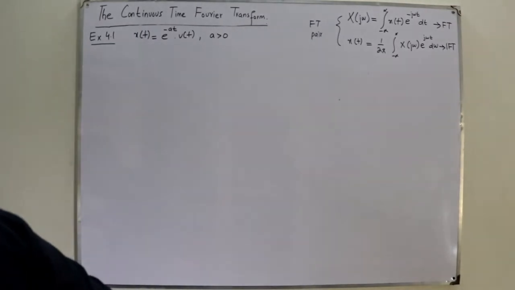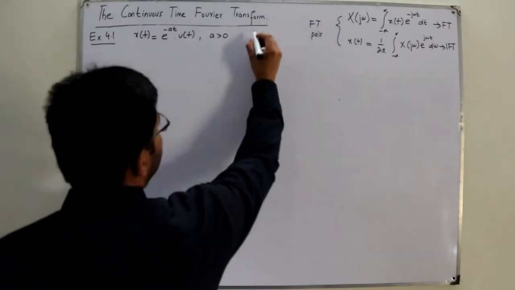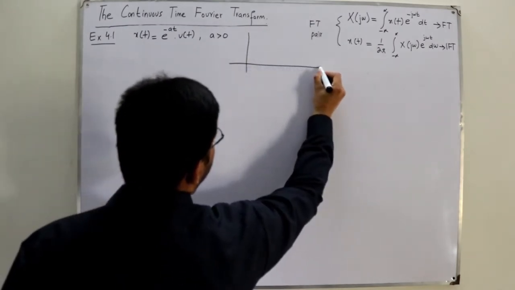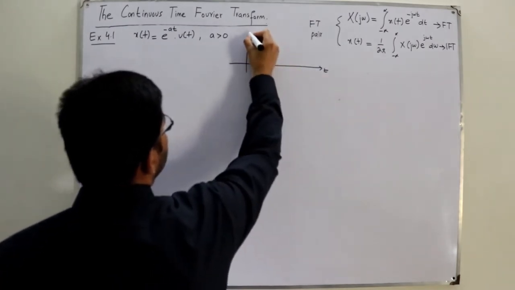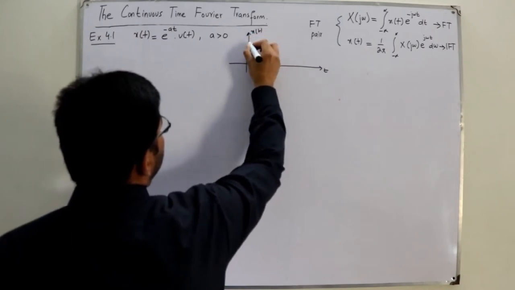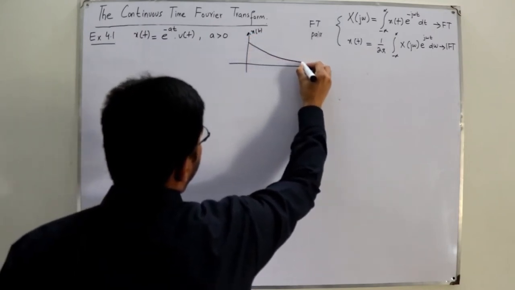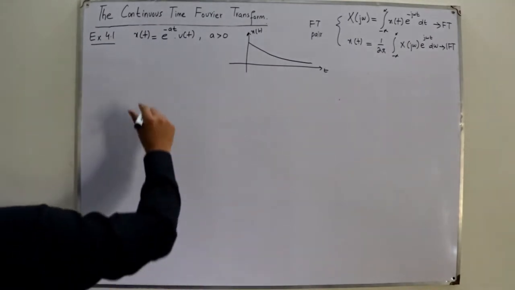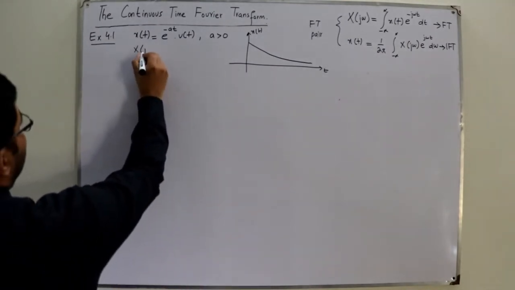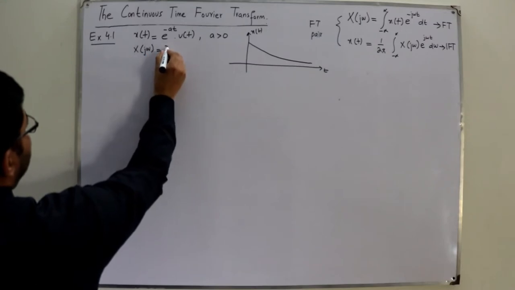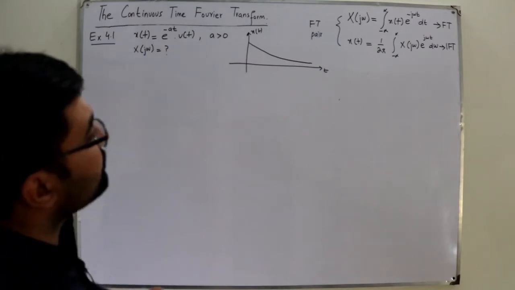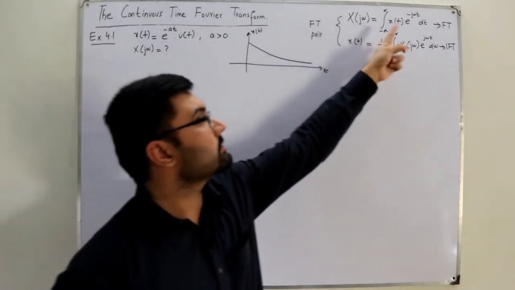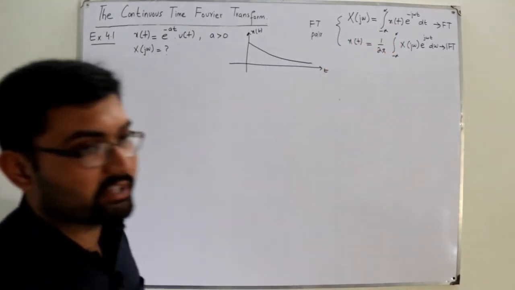Let me draw. If this is my t axis and this is my x of t axis, I have this sort of signal. And we are asked to find the Fourier transform x of j omega for this signal. This is unknown. This is the Fourier transform pair from the previous video, x of j omega, x of t, the Fourier transform and the inverse Fourier transform. You know it very well.